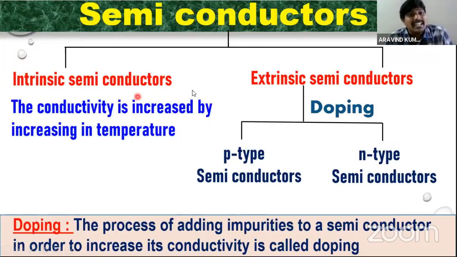The intrinsic semiconductor's conductivity increases only by increasing the temperature. Rather, I say an intrinsic semiconductor is a pure semiconductor. Why? Because I have not added anything, but I have increased the temperature. Because of the increase in temperature, the conductivity increases. Hope you are understanding, children. Let me go for this one.